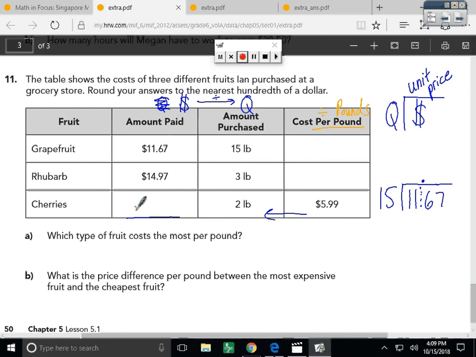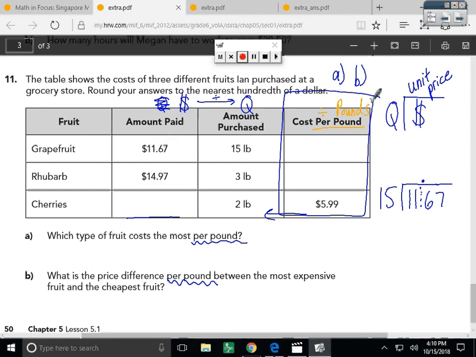You should, when you're done, be able to tell me which fruit costs the most per pound. But I would really encourage you to take a look at the column that talks about per pound. The cost per pound. This column is going to be your friend for Part A. Next it says Part B. What is the price difference per pound between the most expensive fruit and the cheapest fruit? Again, it says per pound, the price difference per pound. So I'm going to grab that information also for Part B. That's going to come from this last column when I'm done.